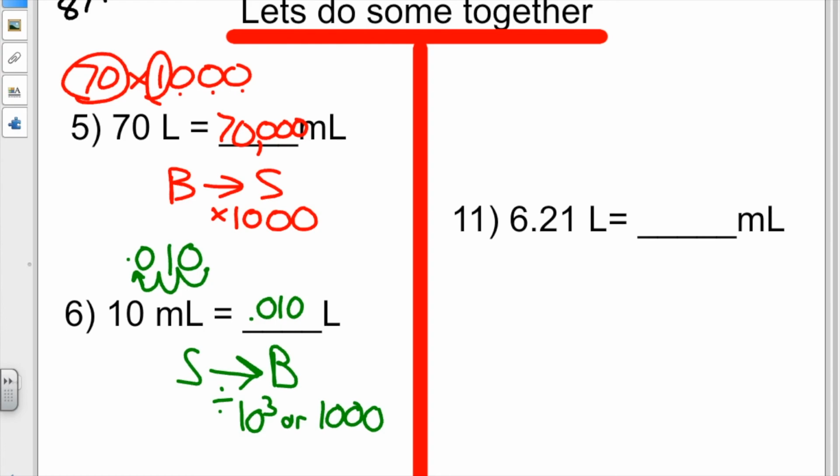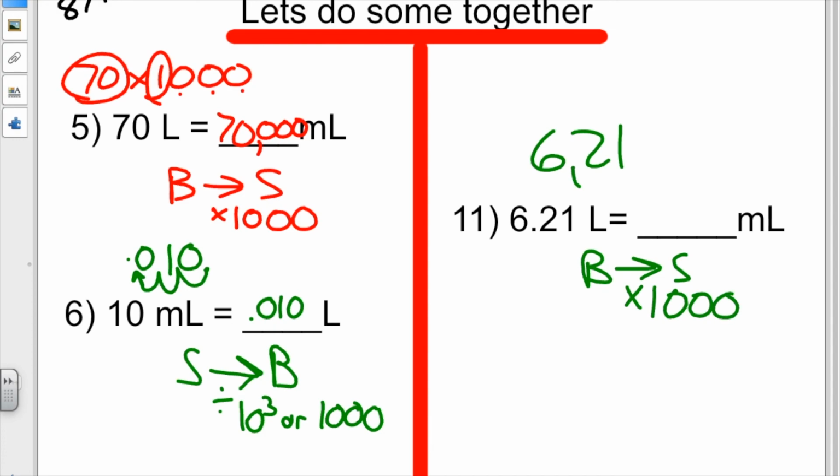And the very last one, let's have you try it yourself. Please pause the video to allow time to do it yourself. All right, we're going from big to small. So we have to multiply. We have 6 and 21 hundredths. And we have to multiply by 10 to the third, or 1,000. Move your decimal 1, 2, 3 spots. And we get 6,210.